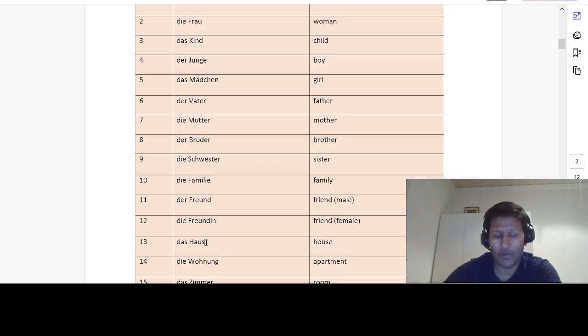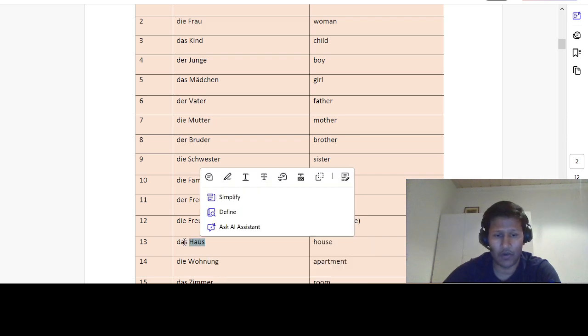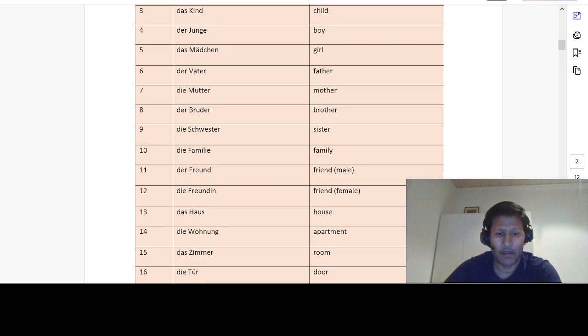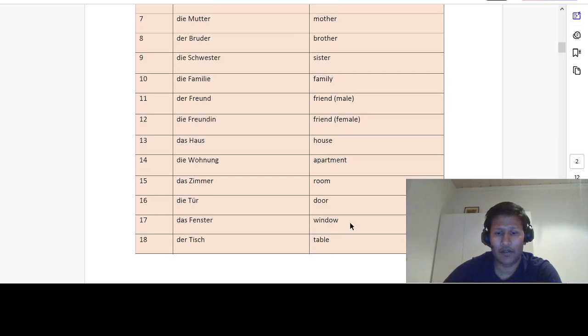So once you see the article, you should know which gender it is. So this is neutral in German because this is das. And then die Wohnung, the apartment. And then we have das Zimmer, the room.